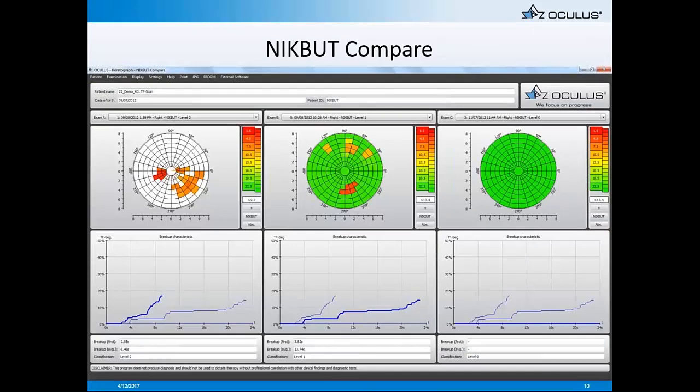So also, this is very important, when Mrs. Jones comes back, you can show a comparison of her previous NIKBUT compared to what it was a year ago, 6 months ago. You can line these up and really use it to get her to understand that she needs to follow and be compliant with your treatment plan.